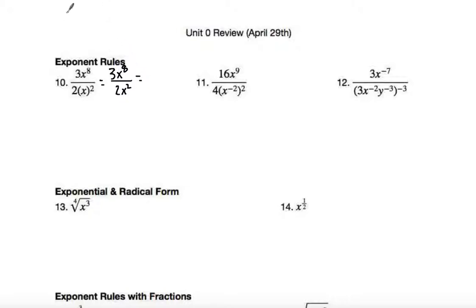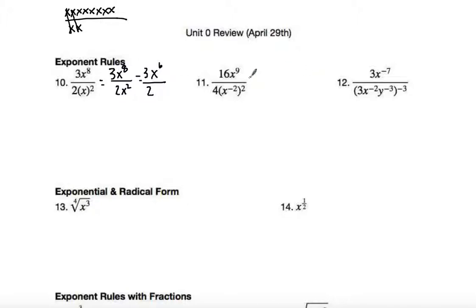So think about it like having 1, 2, 3, 4, 5, 6, 7, 8 x's on the top and 2 x's on the bottom. If I have x's on the top and the bottom, I can match up the x's, and that will leave me with 1, 2, 3, 4, 5, 6 x's. And those x's are on the top. Now, I can't divide 3 by 2, so I'm going to leave it 3 over 2.